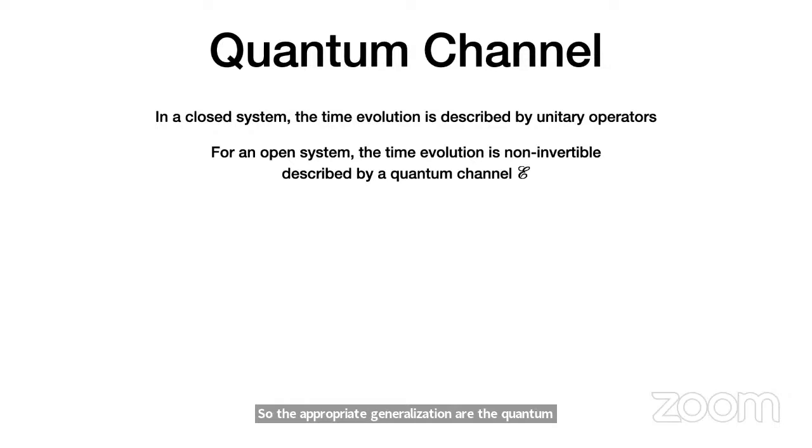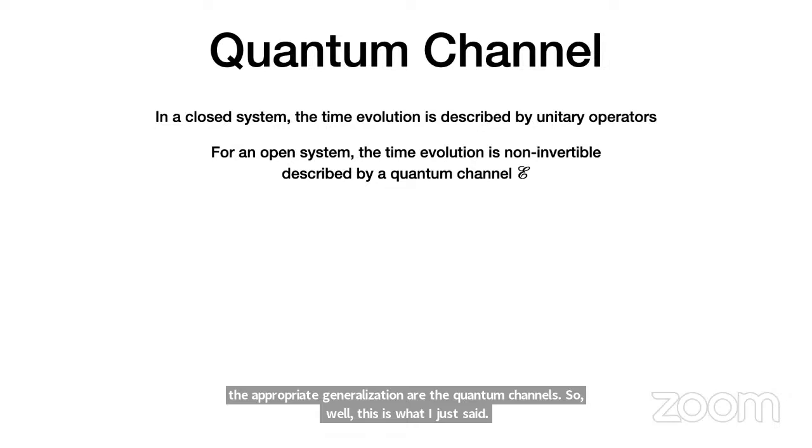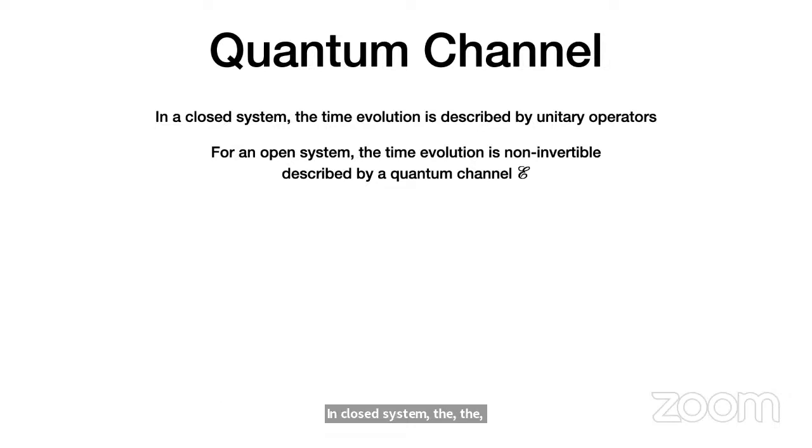So this is what I just said. In a closed system, the time evolution is described by unitary operators, and for an open system, like a mixed state, time evolution is generally not unitary. It's usually not unitary, and it's not invertible, and it should be described by a quantum channel.